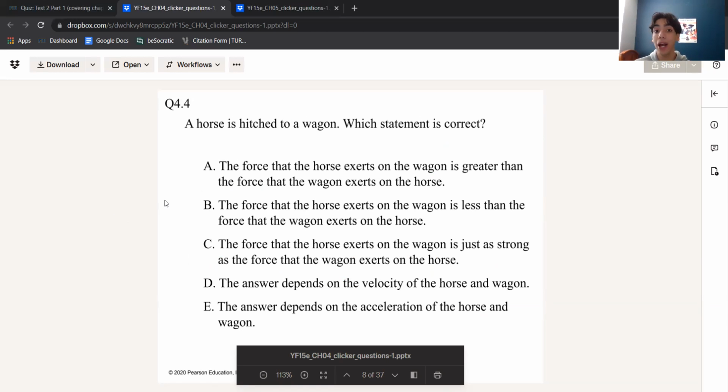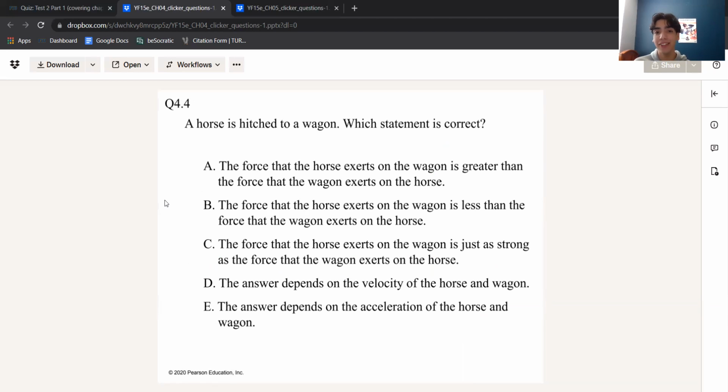A horse is hitched to a wagon. Which statement is correct? So I'm going to read through the statements and then we'll popcorn in. Statement A says the force that the horse exerts on the wagon is greater than the force that the wagon exerts on the horse. B, the force the horse exerts on the wagon is less than the force that the wagon exerts on the horse. C, the force that the horse exerts on the wagon is just as strong as the force that the wagon exerts on the horse. D, the answer depends on the velocity of the horse and the wagon. And the last answer, E, is the answer depends on the acceleration of the horse and the wagon. Anyone want to tackle this one?